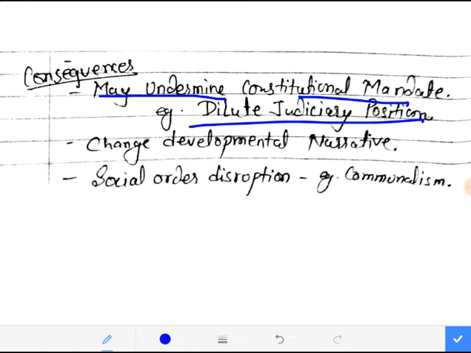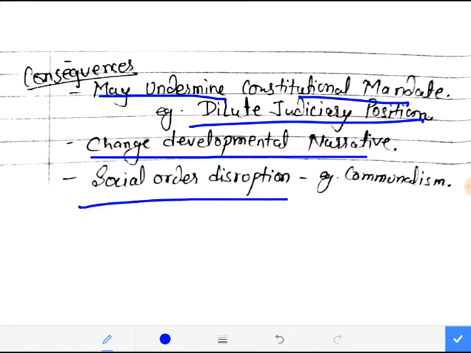Next, there is a change in the developmental narrative through this. Say, for example, a political party of a certain ideology is in power, so it'll say, whatever I feel is development, that is development, not what you feel, right? So this is not good, because we have already discussed in the definition part that democracy can be upheld only when there is an amicable decision between different sections of people, right?